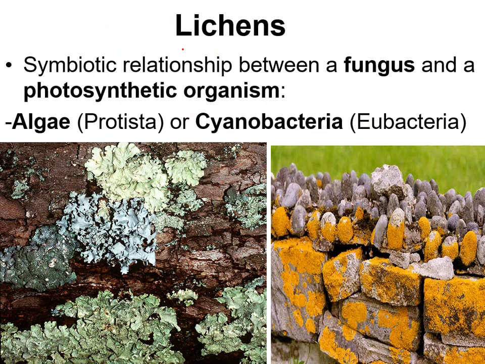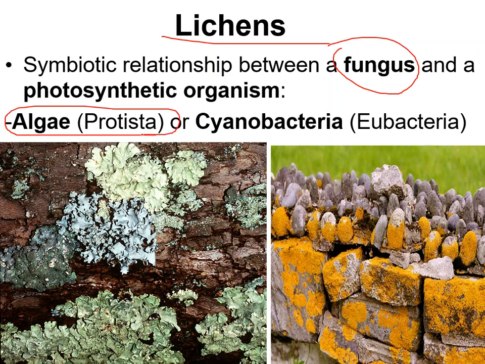All right, last one here, lichens. Lichens are a pioneer species that are comprised of fungus, there's always fungus, and some photosynthetic organism. Usually it's algae, which is a protist, or a cyanobacteria. And again, cyanobacteria are photosynthetic eubacteria.